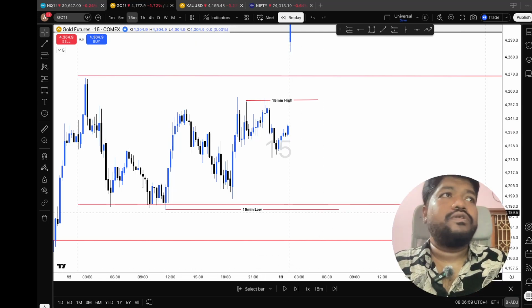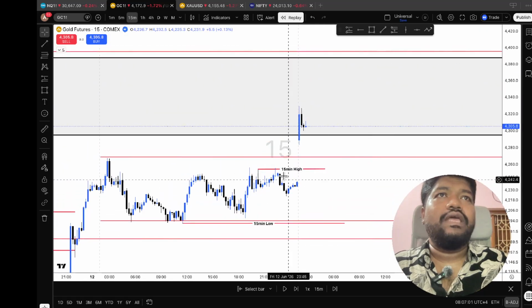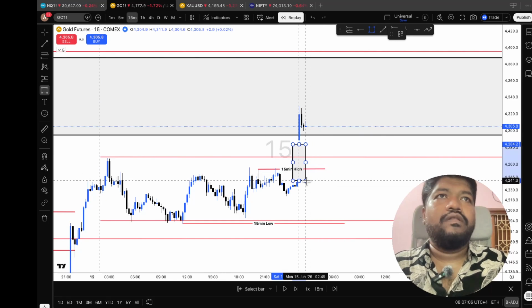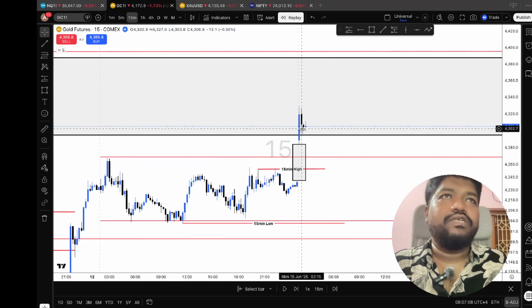Okay, first of all, the market opened in a gap. This is basically my gap over here, correct? This is basically my gap. You can call it a bullish candle also.